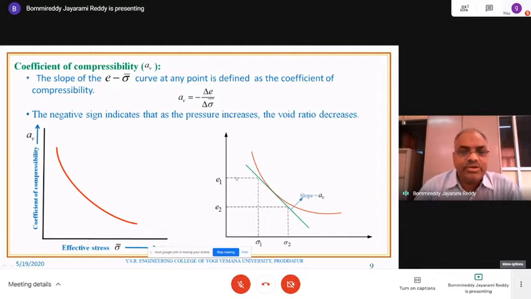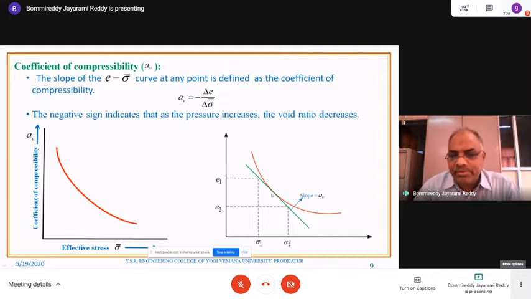You need to remember the overall concept so that you never forget this. Don't just memorize AV equals delta e by delta sigma dash. If you just memorize the formula, you may not recall it at the time it is required in the examination. Always understand that it is a graph plotted between void ratio and stress, and the slope at any point is nothing but the coefficient of compressibility.